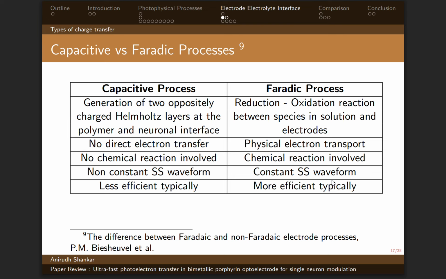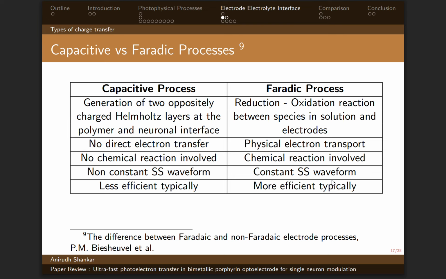And before we move on to the electrode-electrolyte interface, as we saw earlier, there are two types of charge transfer mechanisms. The first being capacitive, the second being Faraday. The capacitive process involves the generation of two oppositely charged Helmholtz layers at the polymer and neuronal interface. And the Faraday process, on the other hand, involves reduction and oxidation reaction between species in solution and electrodes.